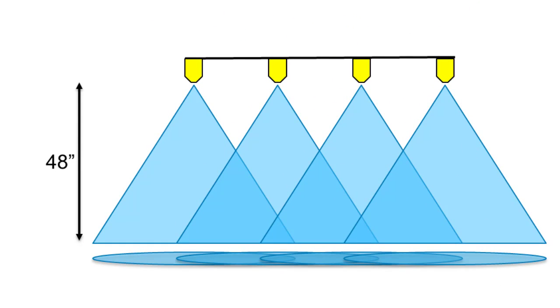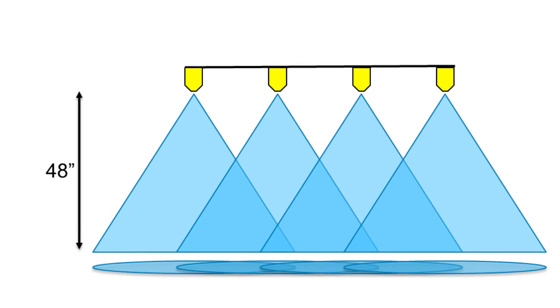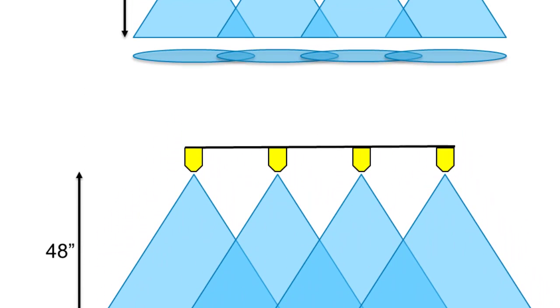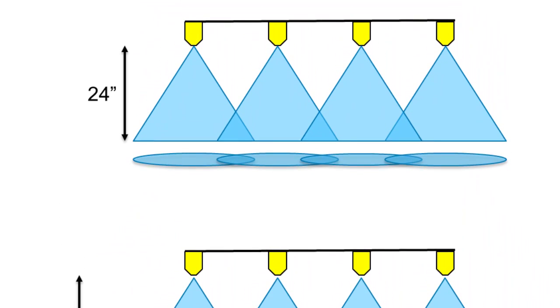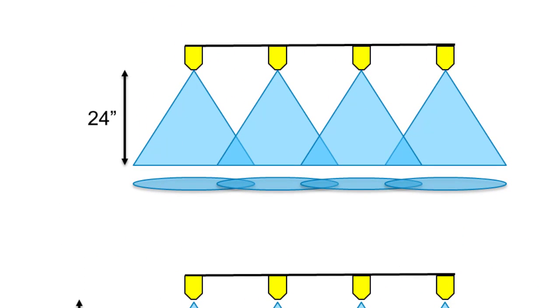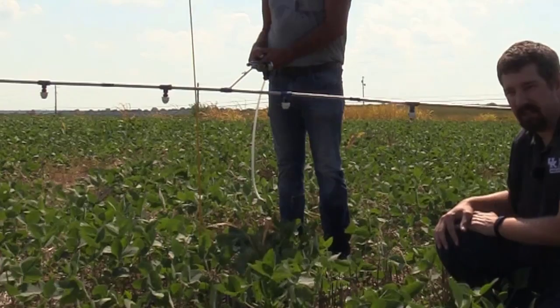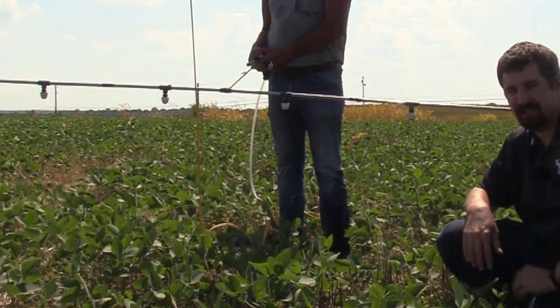But the bigger thing is, at this height, your droplets get very quickly from the tip down to the soybean, and when it gets there more quickly, we have less chance of drift as compared to the other heights that we're going to be looking at next.